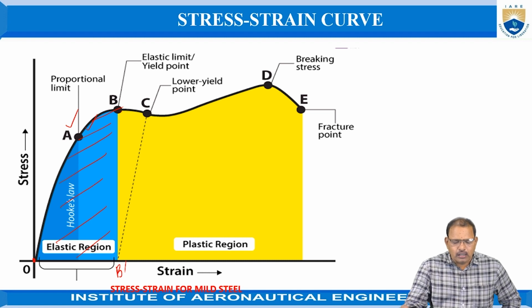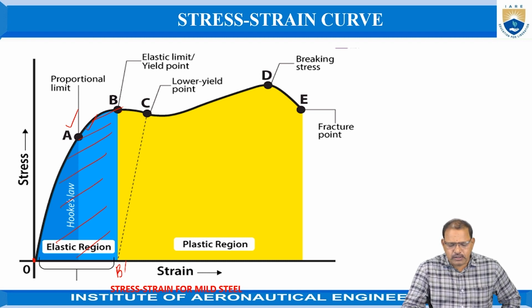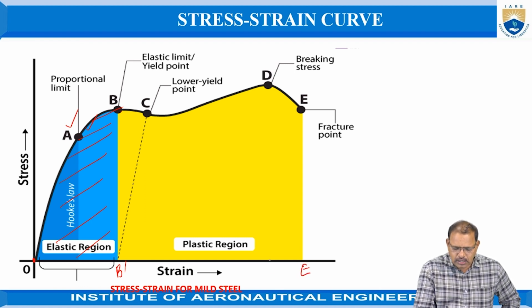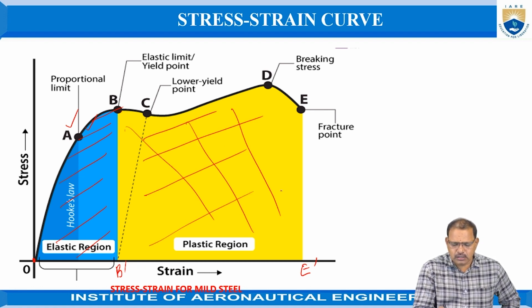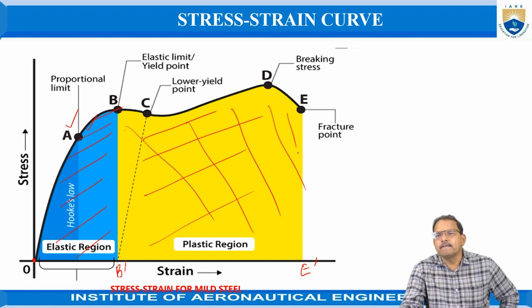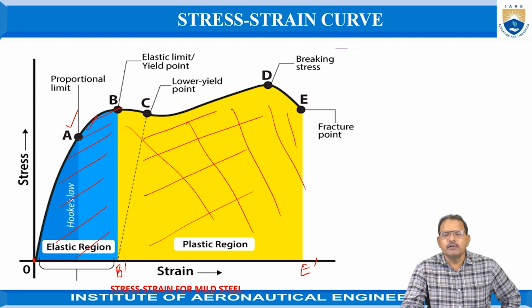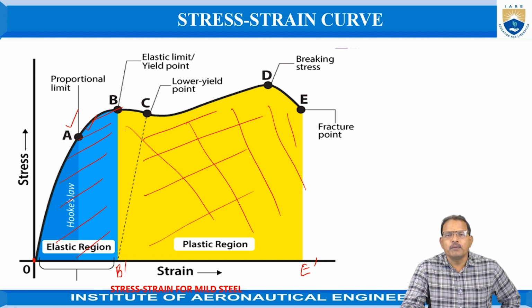The region between B, C, D, E and E dash, represented here in yellow, is known as the plastic region. That means the deformation produced becomes permanent. Even when the applied load is removed, it will not regain its original shape.